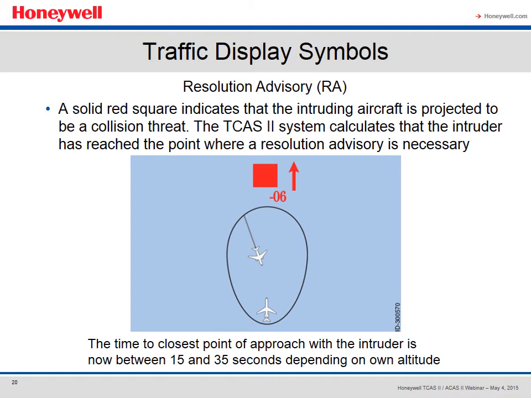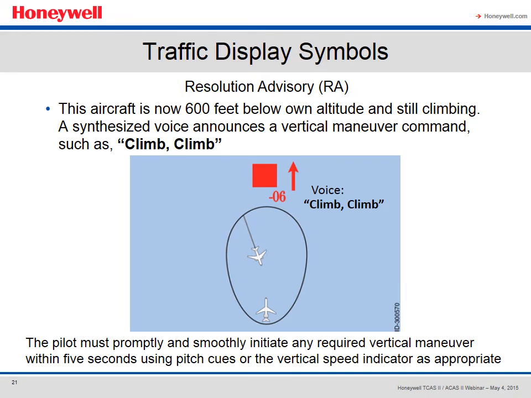The solid red square indicates the intruding aircraft is projected to be a collision threat. The TCAS system has calculated the intruder has reached the point where a resolution advisory is necessary. The time to the closest point of approach with the intruder is now between 15 and 35 seconds. The intruder is now 600 feet below your altitude and still climbing. A synthesized voice will now announce a vertical maneuver command such as climb, climb. The pilot must promptly but smoothly initiate the required maneuver within 5 seconds using pitch cues or the vertical speed indicator as appropriate.